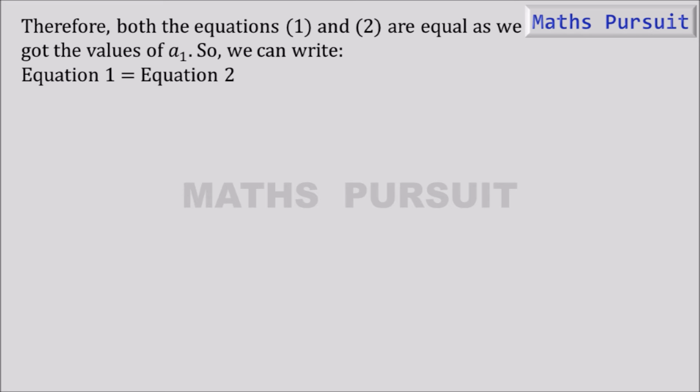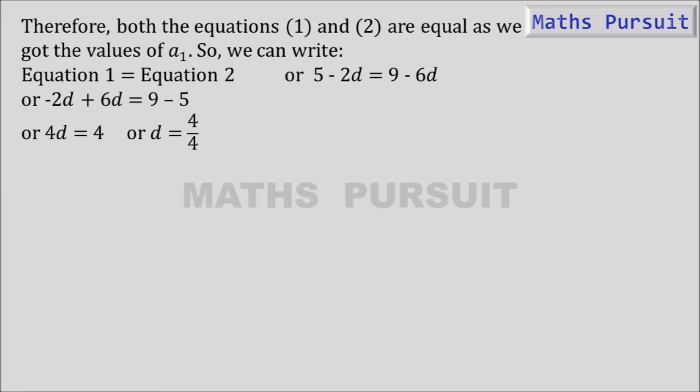So we can write equation 1 is equal to equation 2, or 5 minus 2D is equal to 9 minus 6D, or minus 2D plus 6D is equal to 9 minus 5. Just moving D from right side to the left side and moving the like constant figure like 5 to the right side. So the new equation that we got is minus 2D plus 6D is equal to 9 minus 5, or 4D is equal to 4, or D is equal to 4 upon 4, that is equal to 1. Therefore we got the common difference as 1.